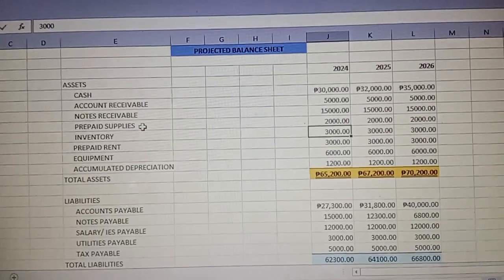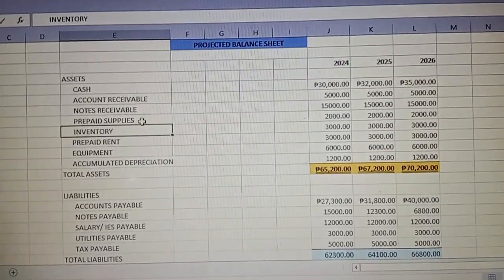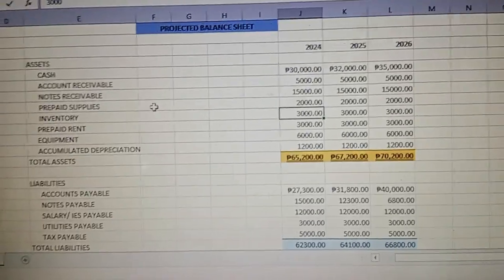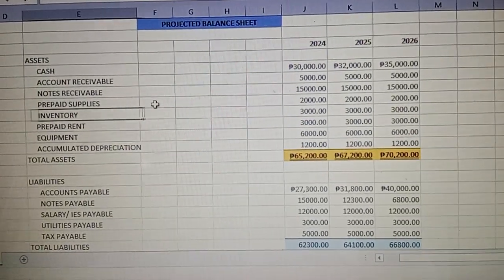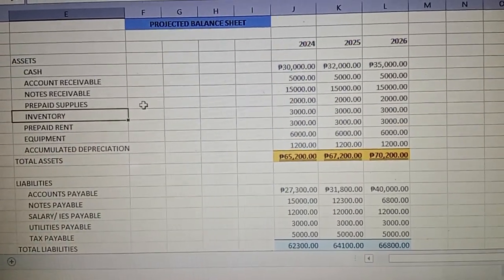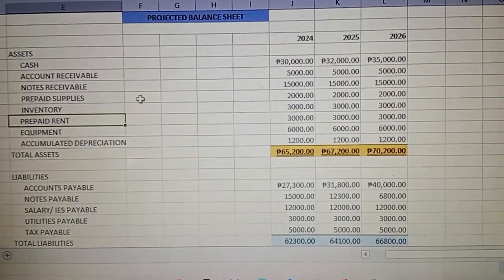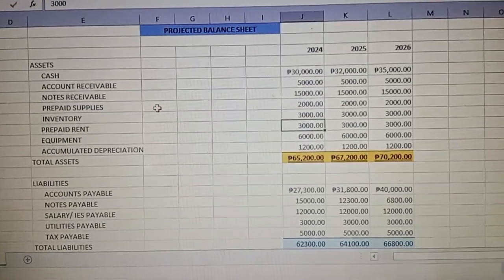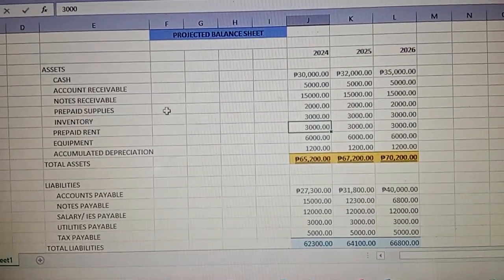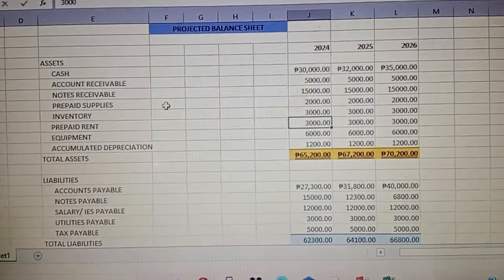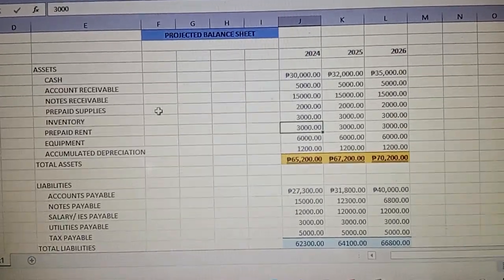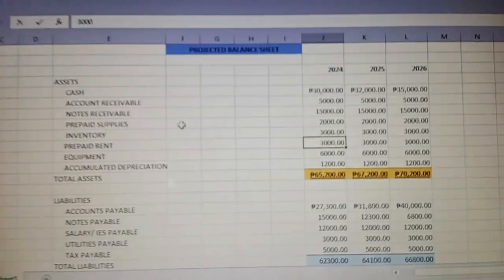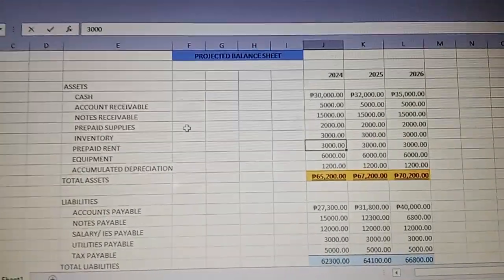But in inventory, I have an estimated inventory of 3,000 because the majority turned into cash. So I still have enough cash to buy inventory if needed. Then prepaid rent, if I am renting a space, the minimum amount as I scanned the environment here in Rojas is 3,000 pesos. But if you do not have that, you can just remove it from the list, because we try to minimize the possible expenses.